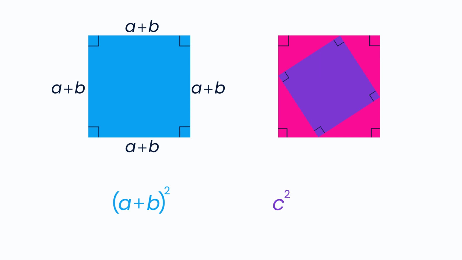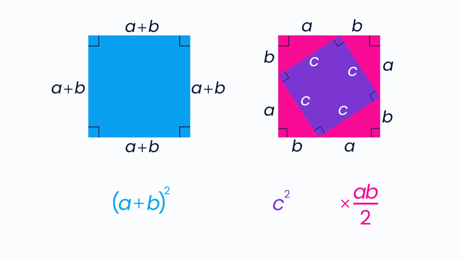The area of the blue square is the quantity a plus b squared, because the lengths of its sides are a plus b. The area of the purple square is c squared, because the lengths of its sides are all c. Finally, the area of one of the right triangles is ab over 2. Since there are 4 triangles, you multiply ab over 2 by 4 to get the area of all the pink triangles. That leaves you with the following equation and some fun algebra.